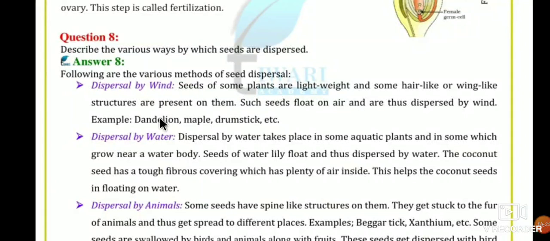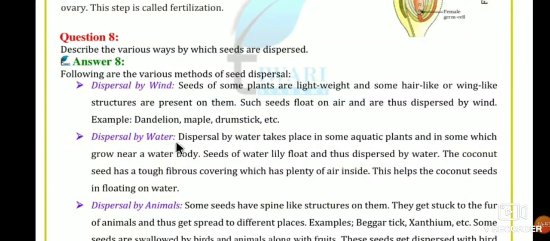That means it flies in the air, goes somewhere and falls down, gets dispersed and buried in the soil, so they grow into the new plant. The examples they have given, maple and drumstick, are very familiar examples. Drumstick is called nuggekayi. So in that one, after the formation of seeds, that will float on air and be dispersed in some areas.